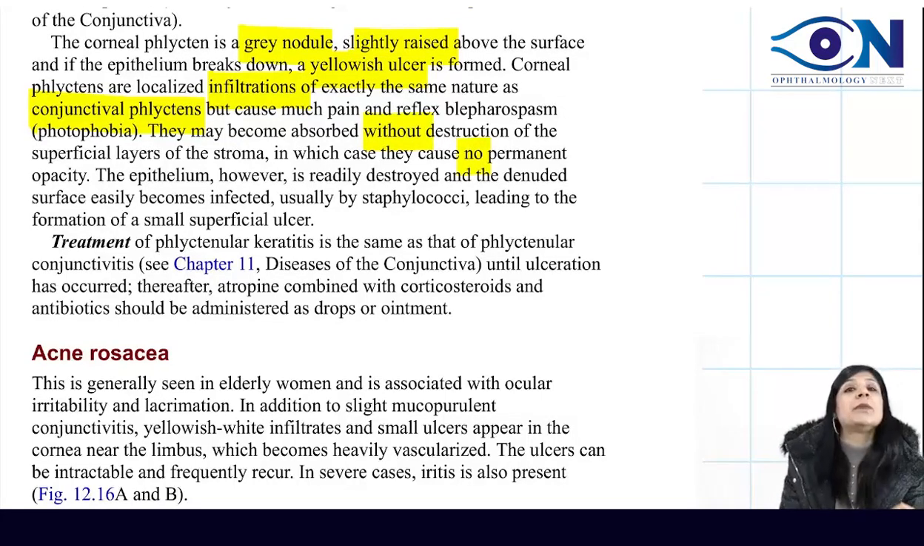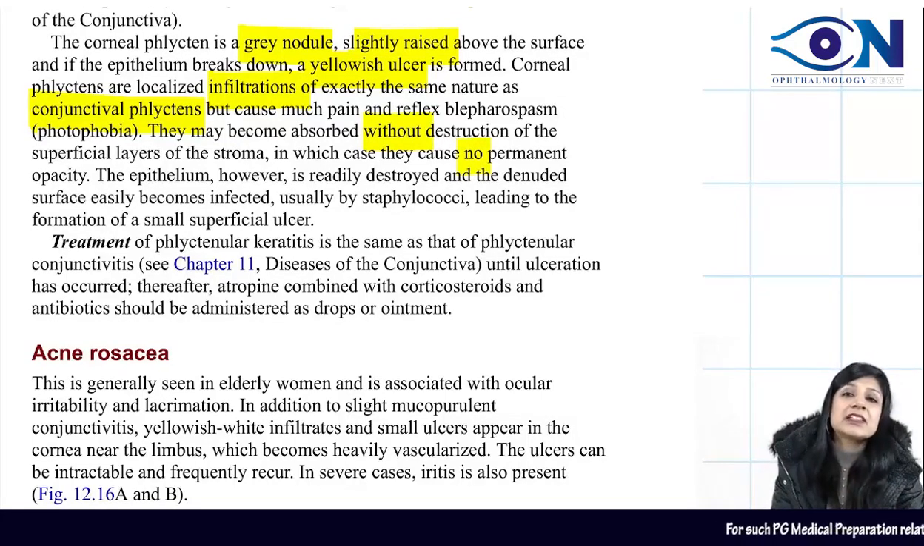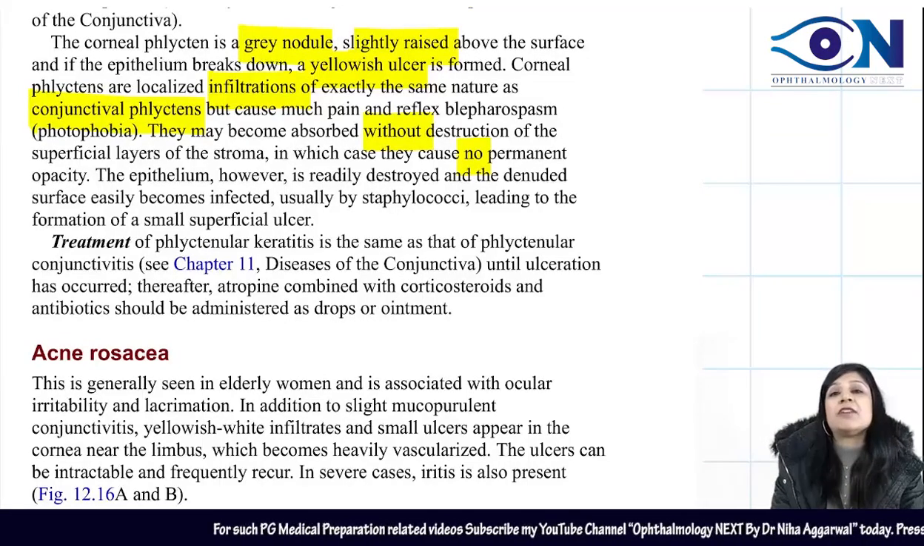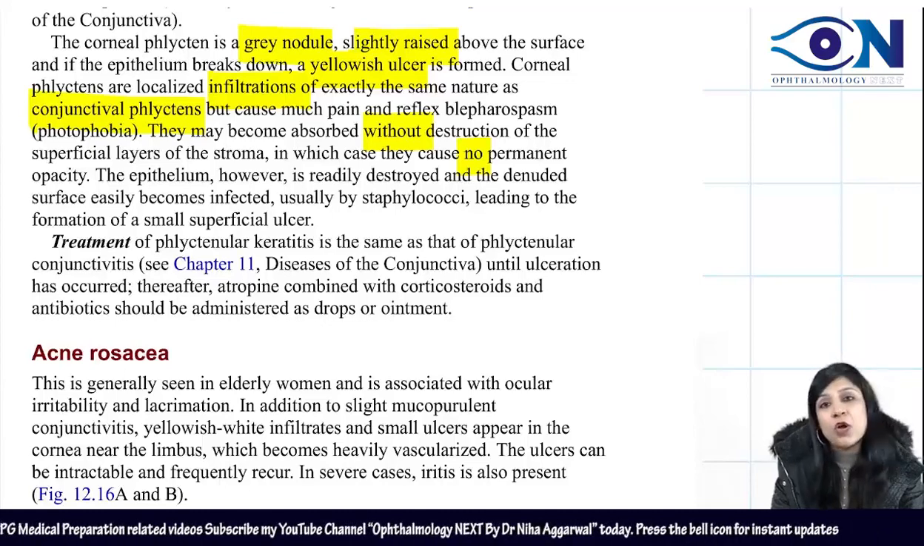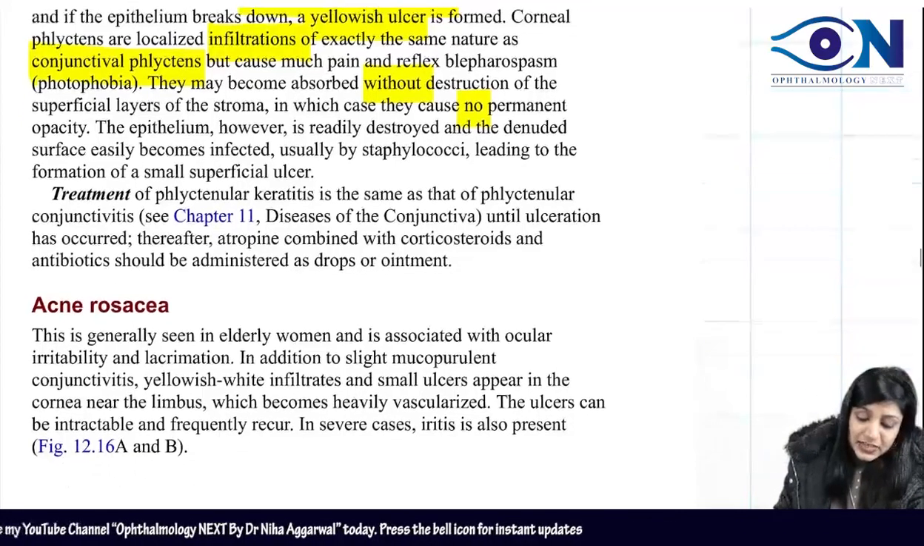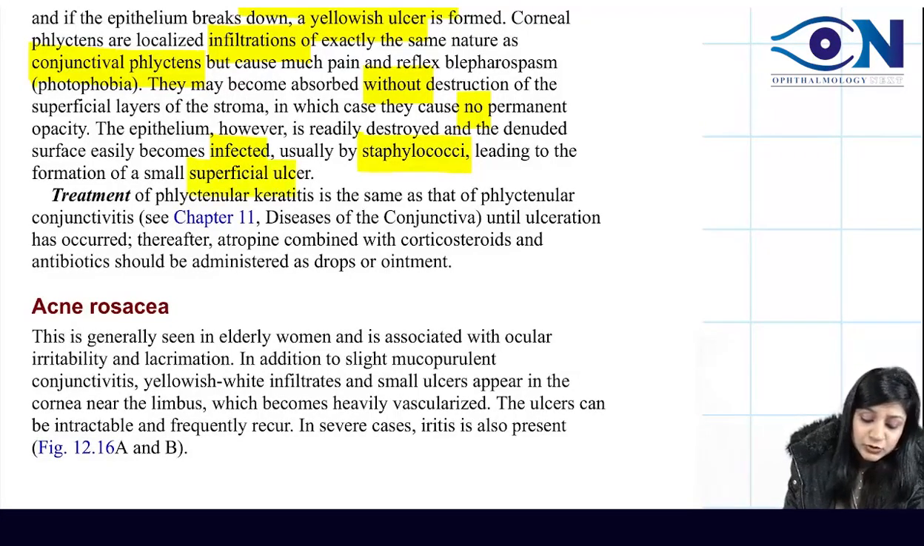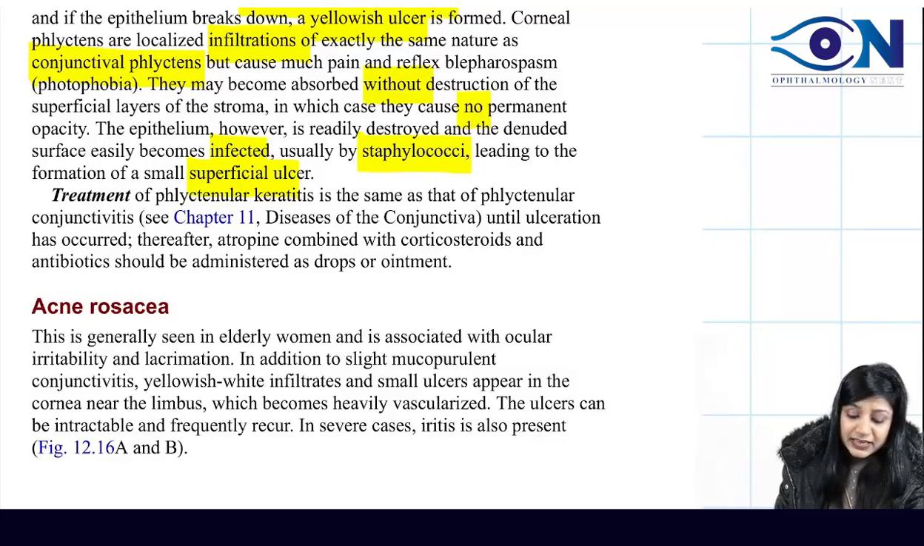causing any permanent opacity. You have to understand this: out of the 6 layers of the cornea, which layers are getting destroyed? Whenever it is Bowman's layer, you will always get the scarring and corneal opacity. The epithelium is readily destroyed, and the denuded epithelium will become infected by the staphylococci, and that can lead to a superficial ulcer. Treatment is again the same as that of phlyctenular conjunctivitis.